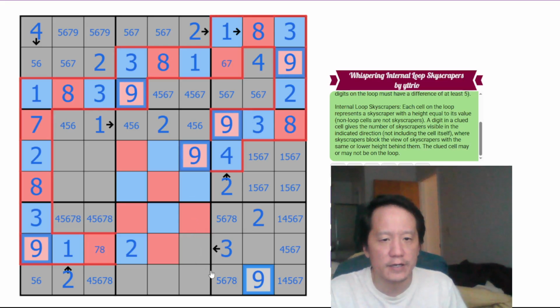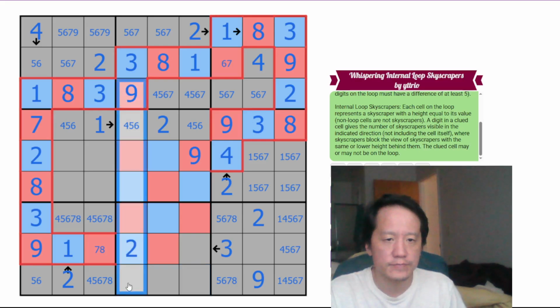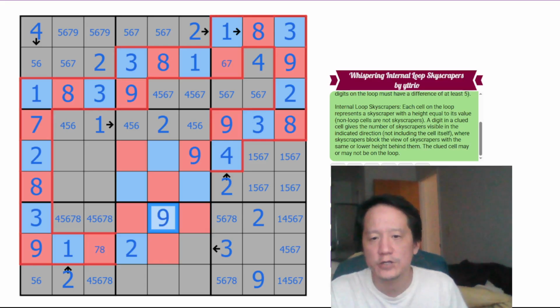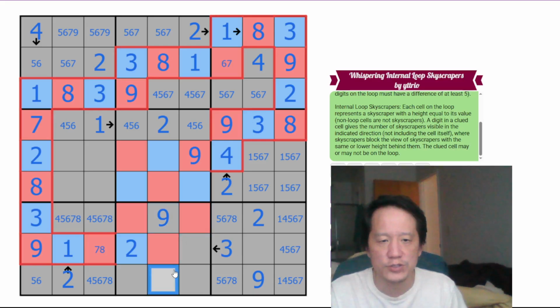Where is the 9 in box 8? Can't be here, can't be here because of the 9s in the rows. Can't be here, can't be here, it must be here. So this is 9. It's not a loop cell, so it cannot be part of the loop. So this is not part of the loop, which means this can never be part of the loop. So it must go straight here. So this cannot be part of the loop either.